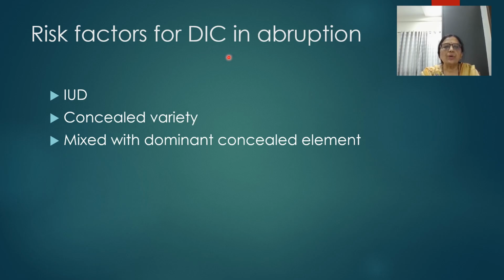What are the risk factors for DIC in abruption? Intrauterine death, concealed variety, mixed variety with dominant concealed element. These are the cases where there is a high risk of patient going in DIC.